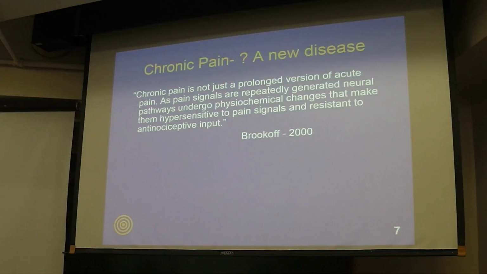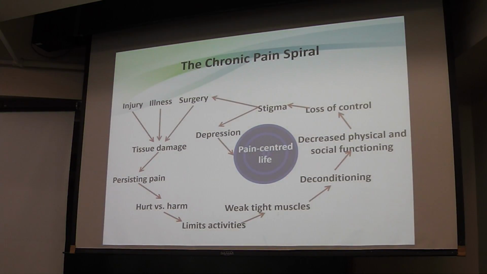And so what he eloquently said was chronic pain is not just a prolonged version of acute pain. As pain signals are repeatedly generated, neural pathways undergo physical and chemical changes that make them hypersensitive to pain signals and resistant to anti-nociceptive input. So resistant to everything we do to slow down the pain. And his approach changed how I looked at it, and some of the pictures and stuff I'll be showing are related to his slides. Now here's the problem that happens when someone develops into a chronic pain problem.